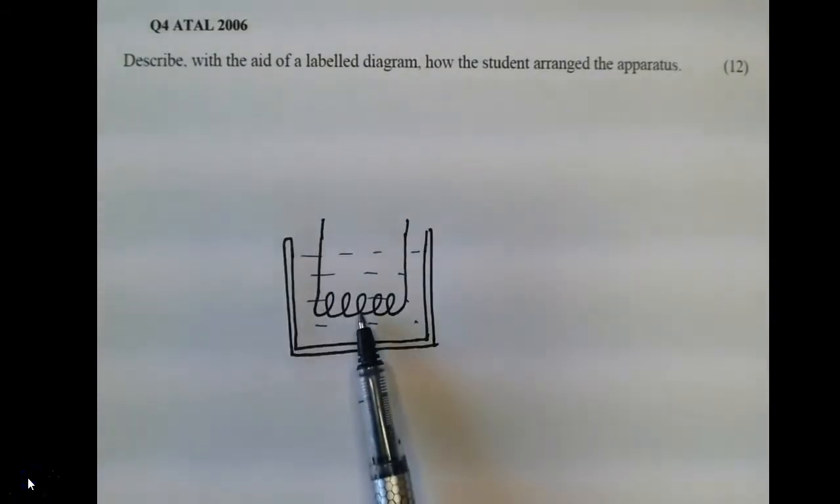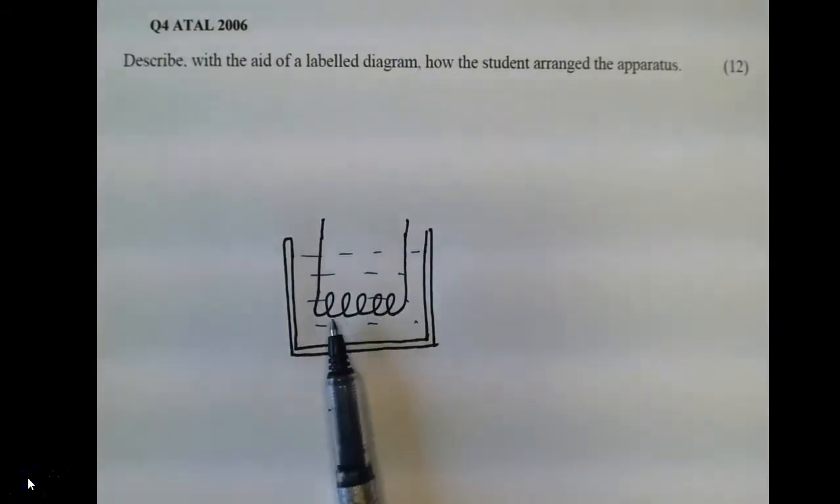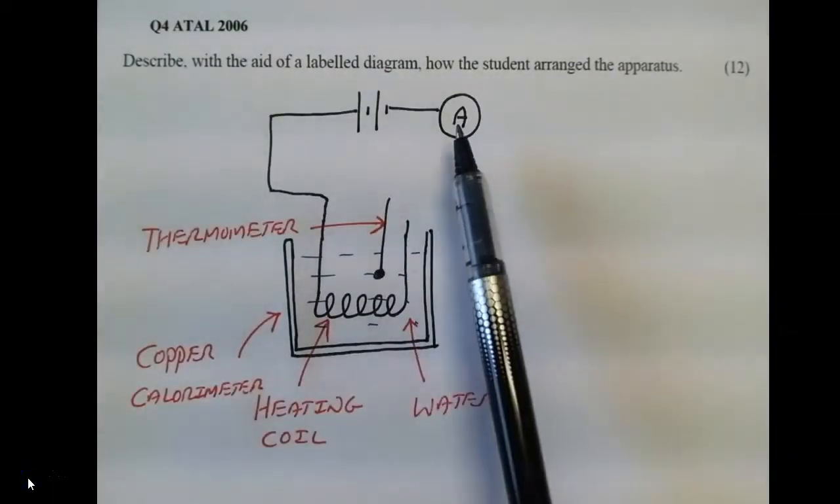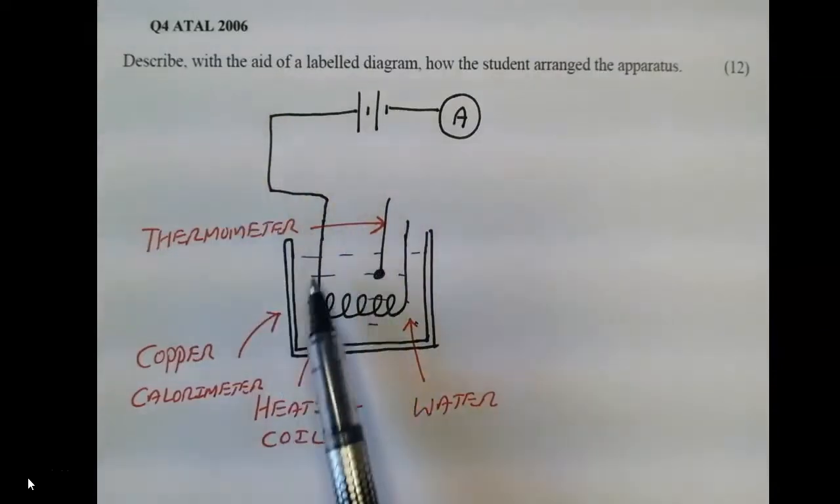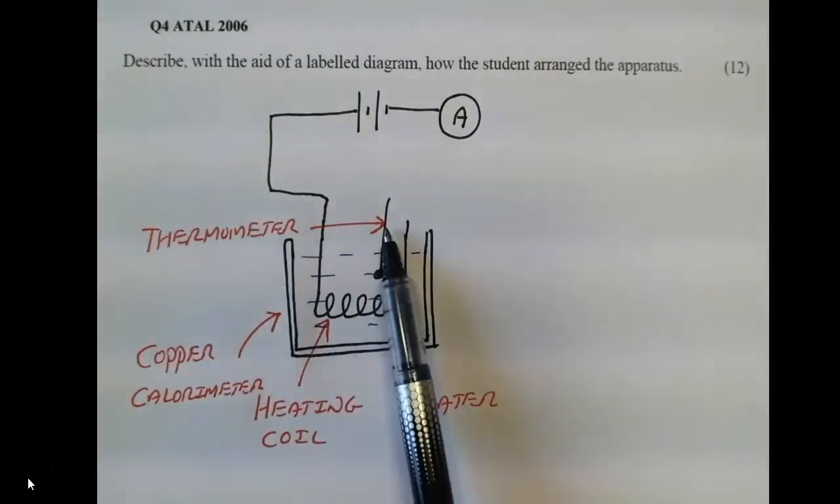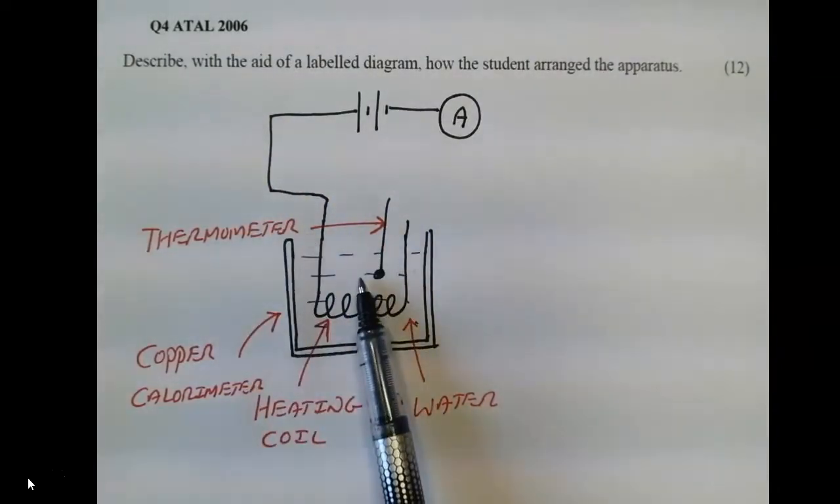So let's break this question down into its various component parts. The first part, describe with the aid of a labelled diagram how the student arranged the apparatus. Well, obviously you will need a heating coil heating water in a copper calorimeter. You will need an ammeter to measure the current flowing through the circuit, and you will need a thermometer to measure the rise in temperature of the water.